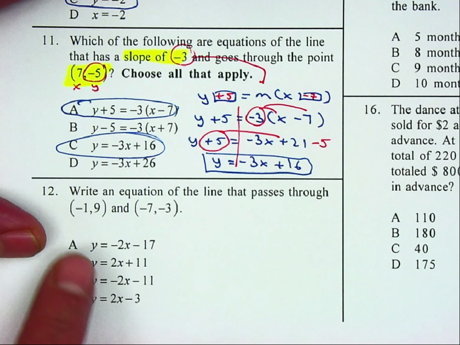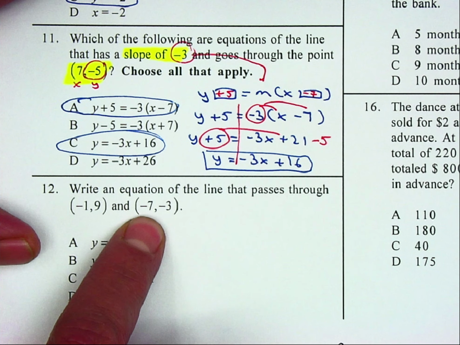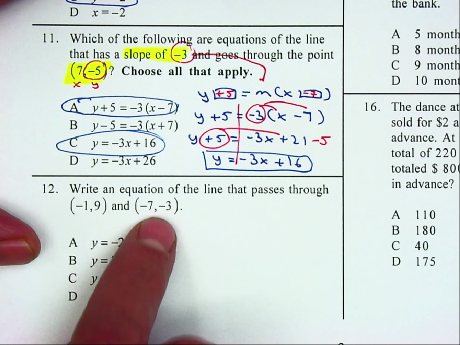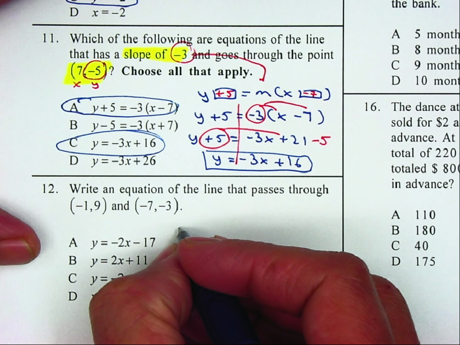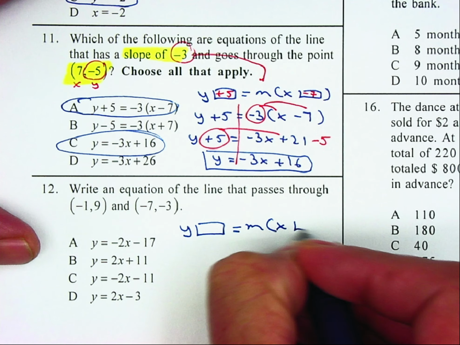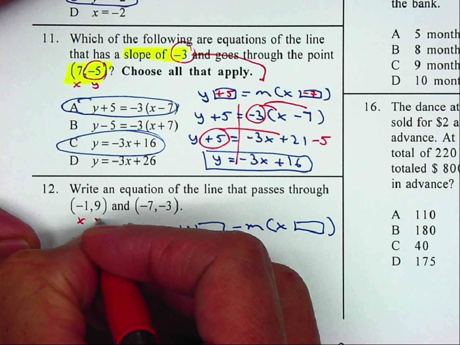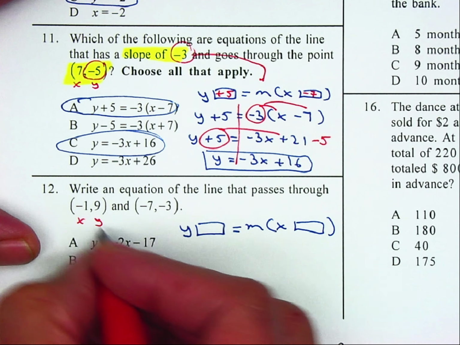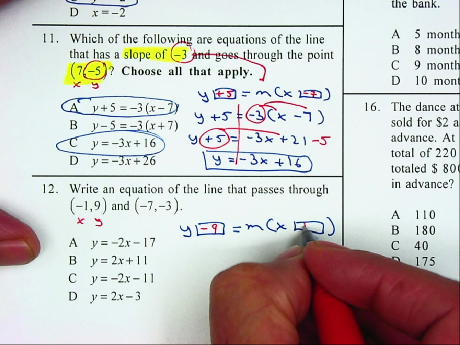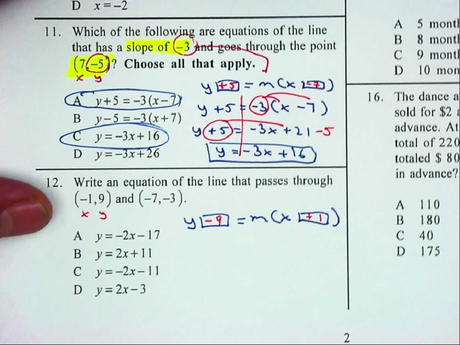For problem number 12, very similar, but in this case they give you 2 points. So I need to find the equation of the line once again, but now I'll pass it through those 2 points. So as soon as they give you a point, you should know that we need to use this equation, the point slope form. And I'm going to use the first point. This is my x, this is my y. My y is 9, so it goes in -9. My x is 1, we can say +1. I don't have my slope, so I'm going to have to find my slope.